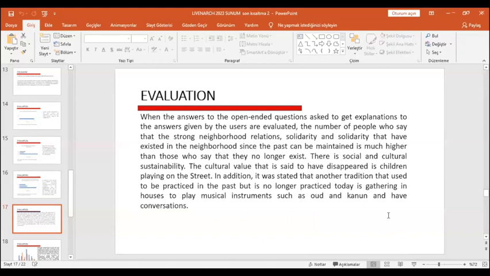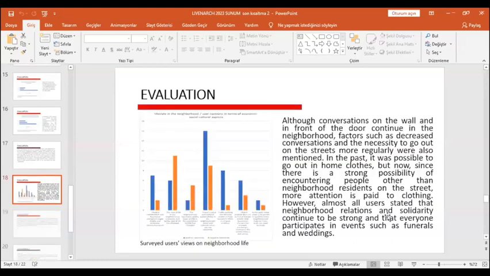The cultural value that is said to have disappeared is children playing on the street. In addition, it was stated that another tradition that used to be practiced in the past but is no longer practiced today is gathering in the houses to play musical instruments such as the oud and kanun, and have conversations.